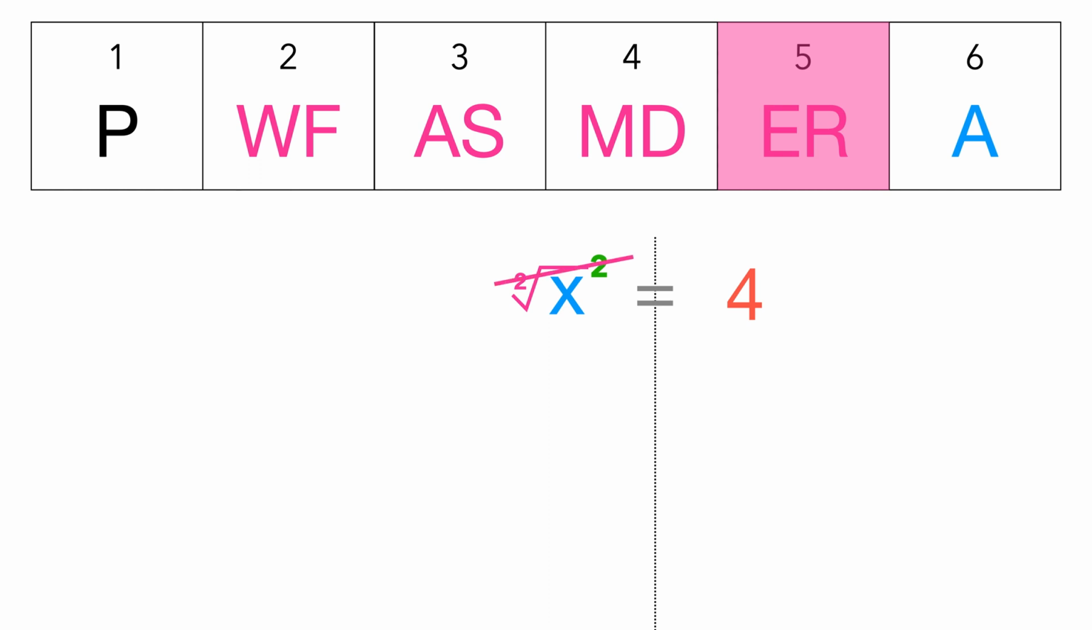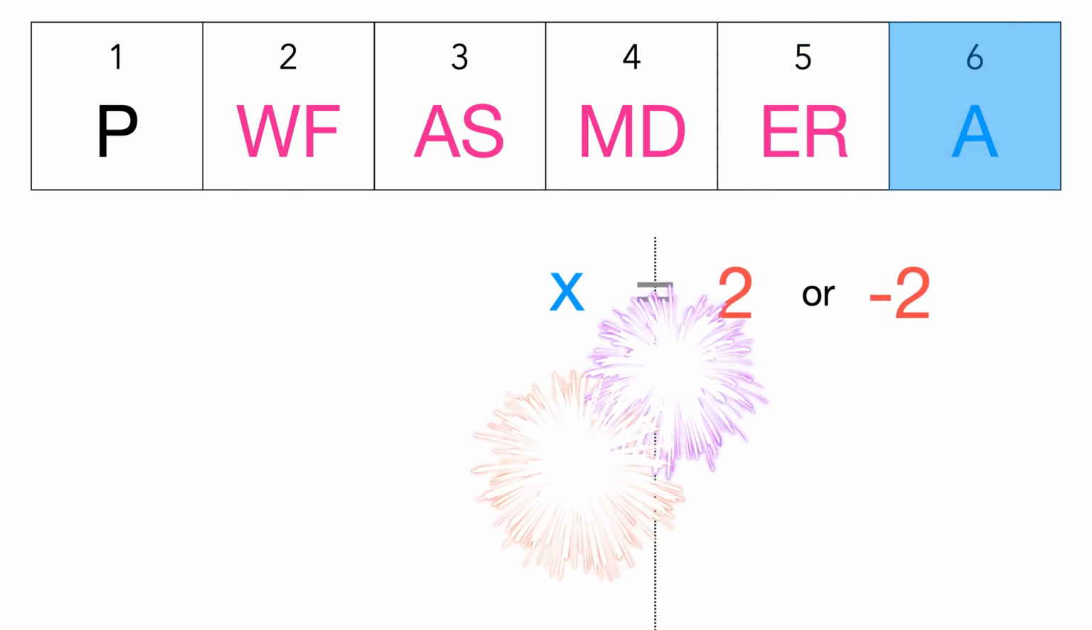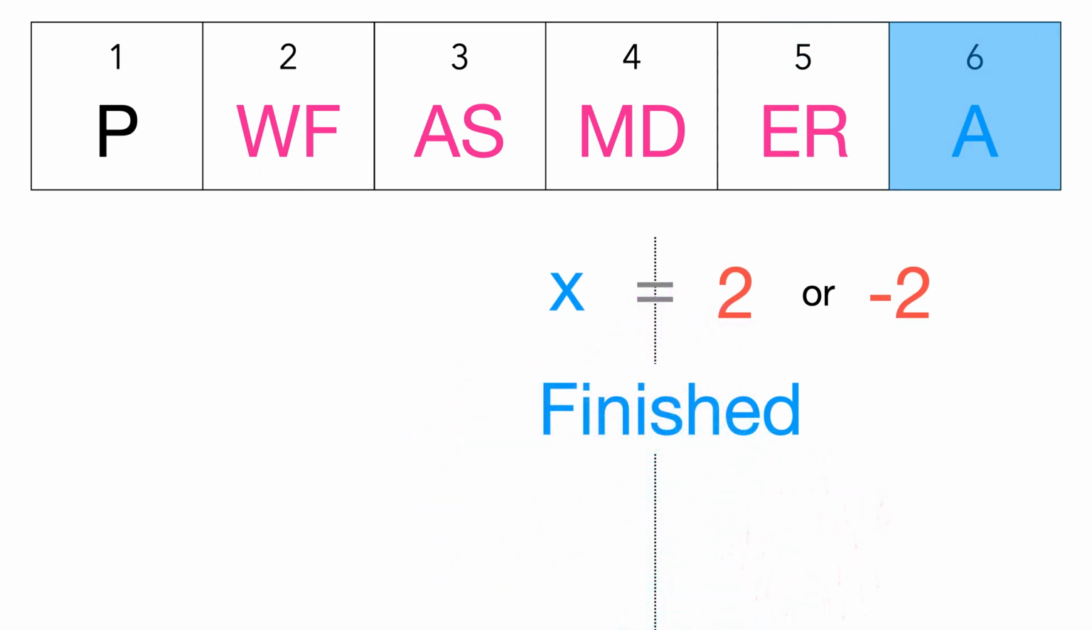So again, that cancels out the exponent 2. And now our last thing we have to do is we're just going to square root the other side. And now we're going to have our answer, because we have x equals the square root of 4, which is 2. And if you're not familiar with square roots, there's always 2 answers when doing a square root. So it's 2 or negative 2. So that is going to be our answer. And we can move our cursor to the last thing there, because we are finished. x equals 2 or negative 2.